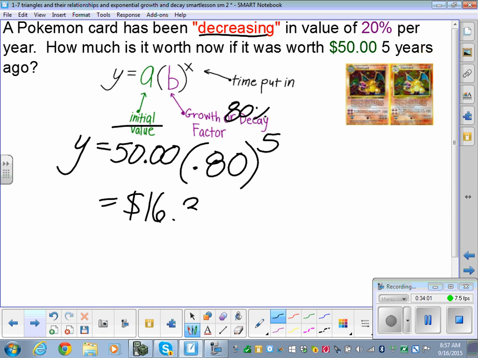16.38 will round to the nearest hundred. So it was 5 years ago. This Pokemon card was only worth $16.38. Oh no, wait. Yeah. No. How much is it worth now? So 5 years ago, it was worth $50. So you know when Pokemon cards were popular, you had a cool Pokemon card. It was worth $50. Now when you get on eBay to sell it, it's only worth $16.38. Does that make sense? Okay, awesome.